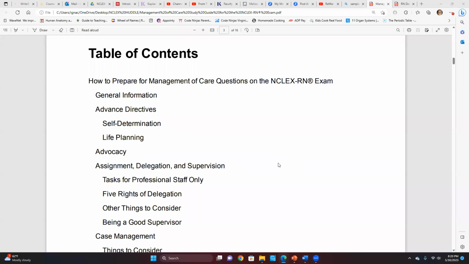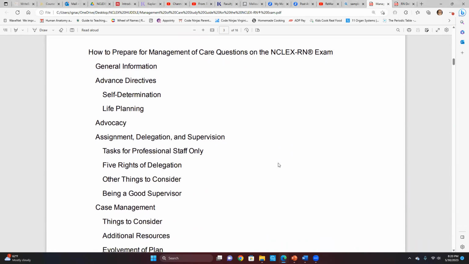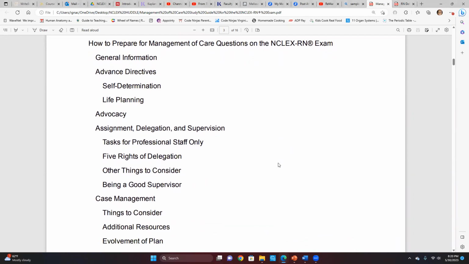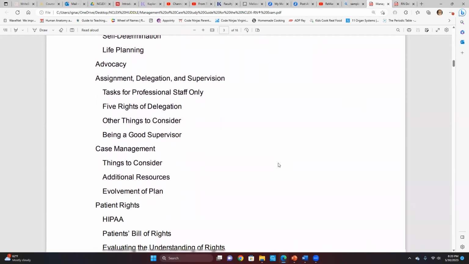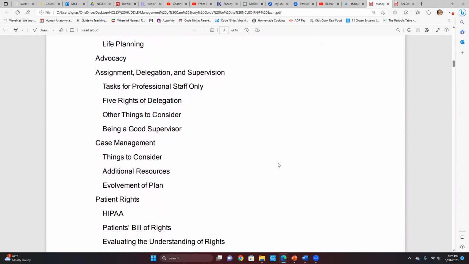Okay, so these notes are going to guide me. I'm going to quickly talk about management of care because that's one of the topics that NCLEX is going to be testing us in. And when we think about the topics, we get that information from the NCLEX test plan on NCSBN. So when we think about management of care, we're talking about advanced directives, advocacy, advocating for a patient, assignment, delegation, supervision, and I'll talk about delegation.